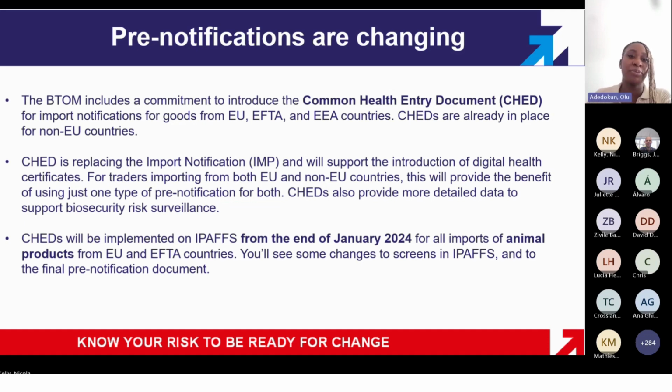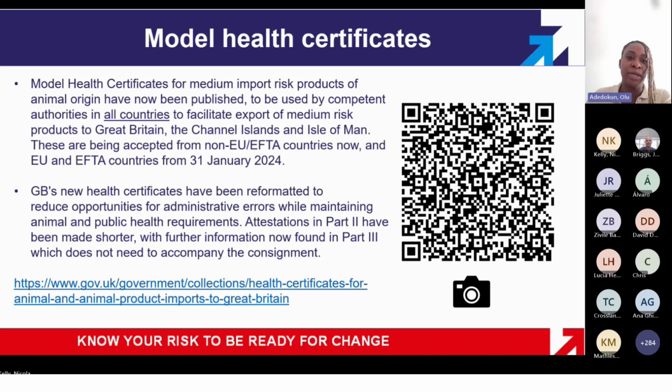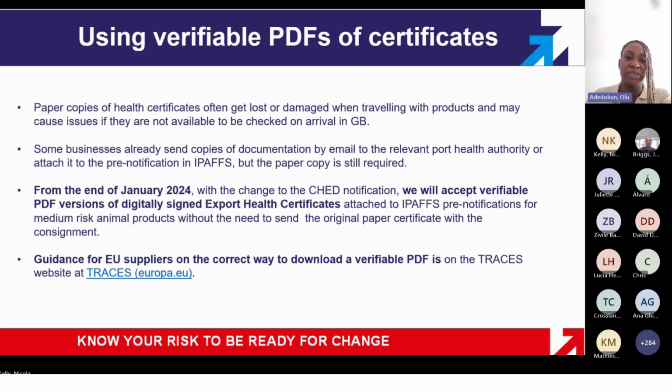Moving on to verifiable PDFs of certificates. From the end of January 2024, with the change to the CHED notification, we will accept verifiable PDF versions of digitally signed export health certificates attached to the IPAFFS pre-notifications for medium-risk animal products, and this will be without the need to send the original paper certificate with the consignment. Some businesses already send copies of documentation by email to the relevant Port Health Authority or attach it to the pre-notification in IPAFFS, but the paper copy is still required.